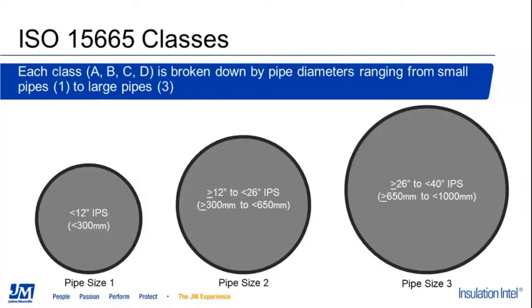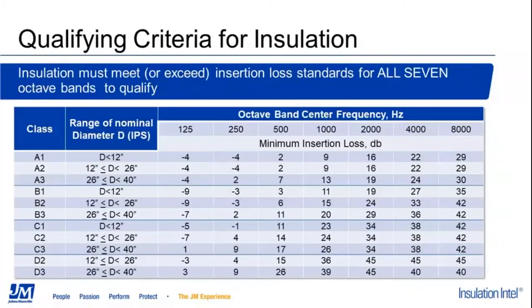So the standard does break it down based on pipe sizes, and those are sizes classified as pipe size 1, 2, and 3, with pipe size 1 being those smaller than a 12-inch IPS, pipe size 2 being those between 12 and 26, and pipe size 3 being greater than 26 inches up to 40 inches. There is no standard that defines any testing or configuration methods for greater than a 40-inch IPS, but typically a Class 3 is adopted for those larger sizes, since there is nothing predefined for those.